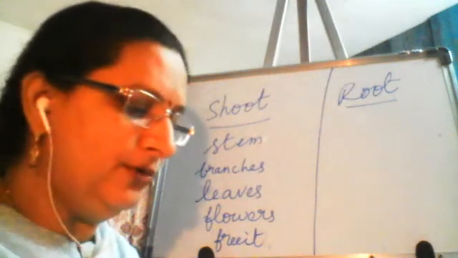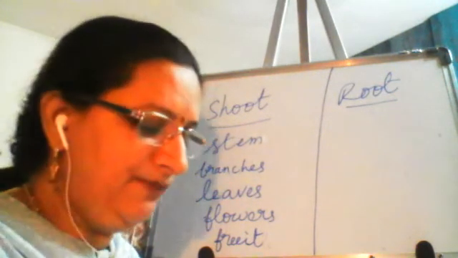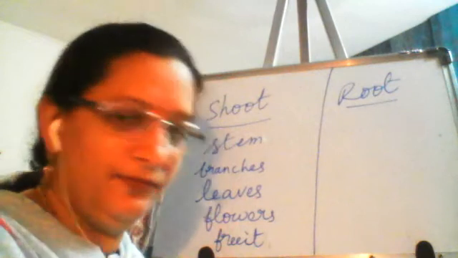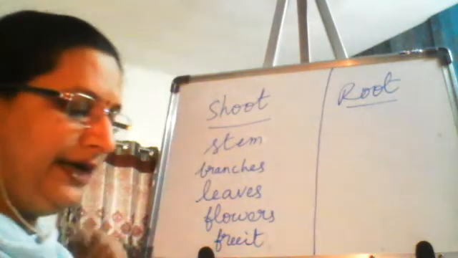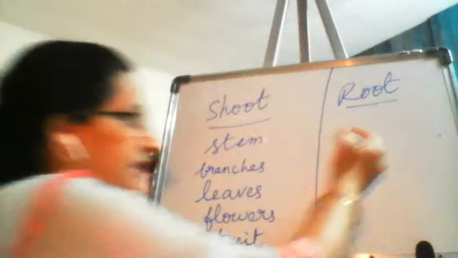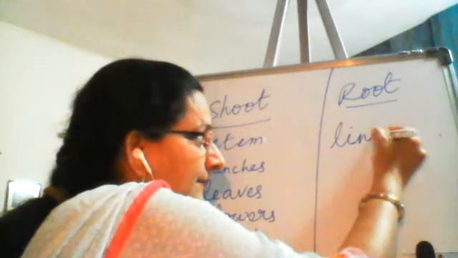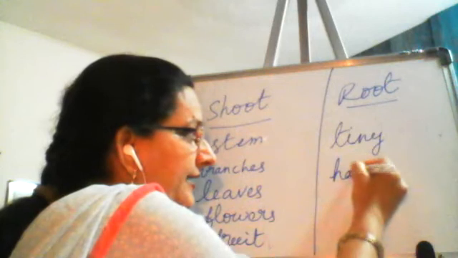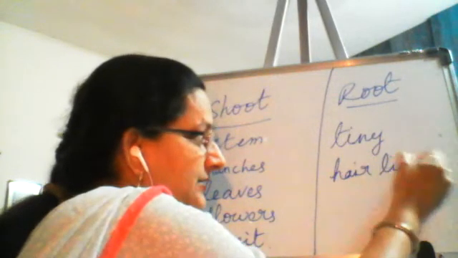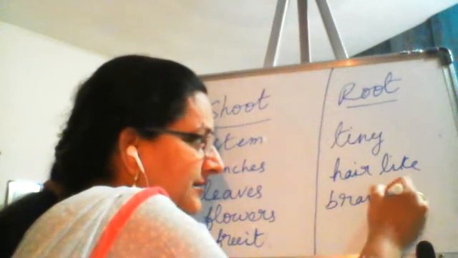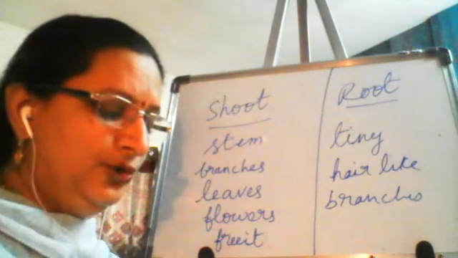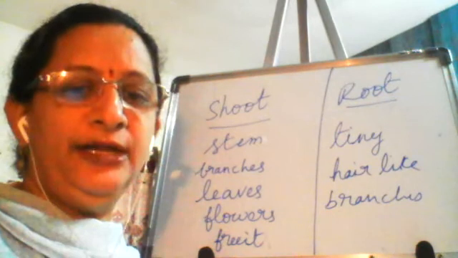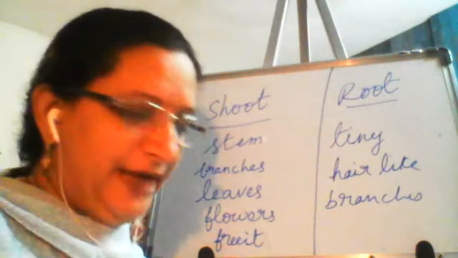Now, when we discuss the root system, what is present in the root system? We know that it remains under the ground and has tiny, thin, hair-like branches. In this, we have two types of roots, and you know the names of the roots: fibrous roots and tap roots.